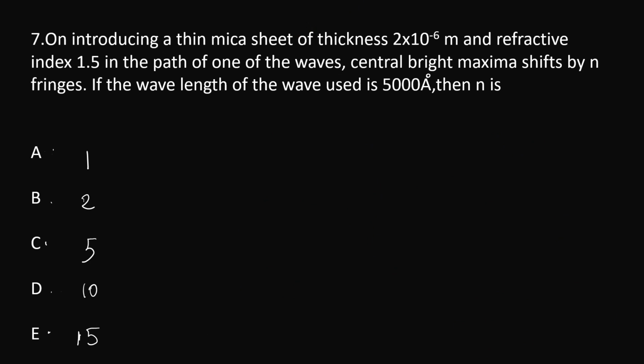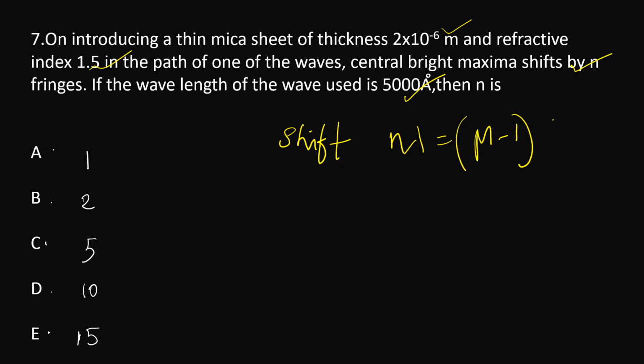On introducing a thin mica sheet of thickness 2 × 10^-6 meter and refractive index 1.5 in the path of one of the waves, the central bright maxima shifts by n fringes. If the wavelength of the wave is 5000 Armstrong, then n is? The equation for shift is nλ = (μ − 1)t.